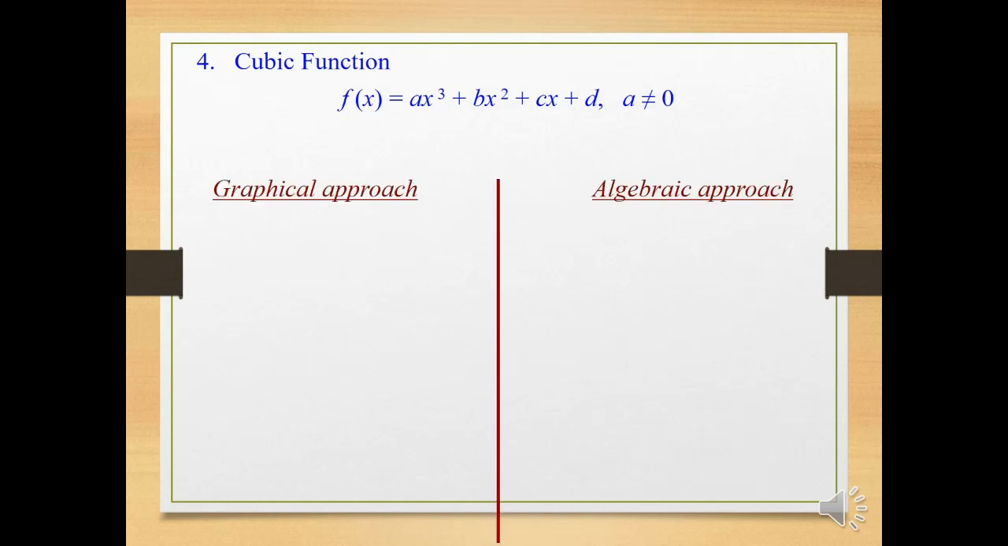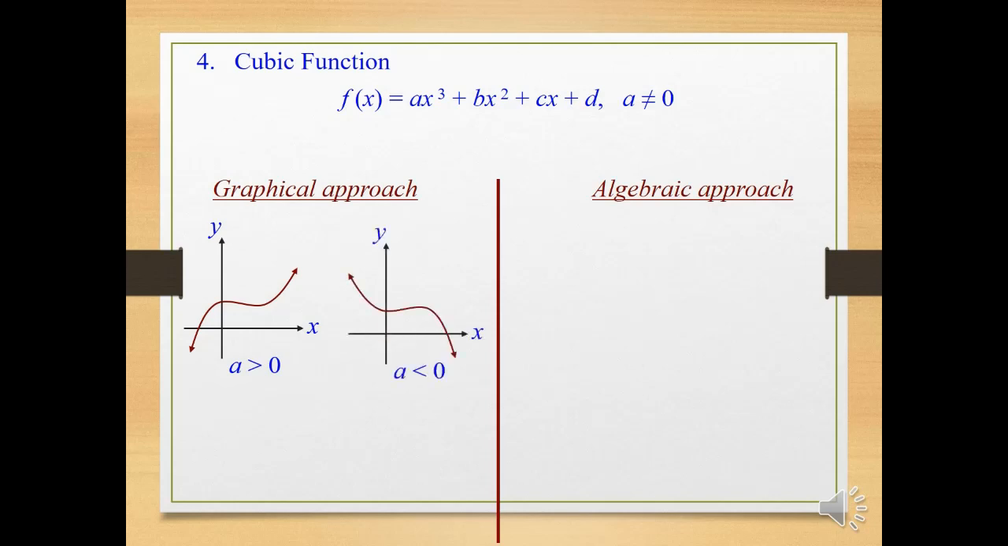Cubic function. f(x) equals ax cubed plus bx squared plus cx plus d. By using graphical approach, for a greater than 0 and a less than 0, we can see that the domain is R and the range is R.